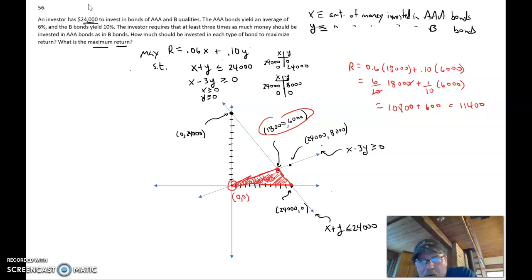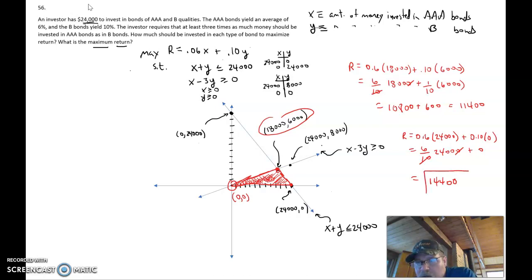0, 0 is obviously not the one. If you put a 0 in and a 0 in, you get 0. That's no return. So let's check the other one, the 24,000, 0. R equals 0.6 times 24,000 plus 0.10 times 0. And that's 6/10 of 24,000 plus 0. 10 takes off the 0 here, and 6 times 2,400 is 14,400.